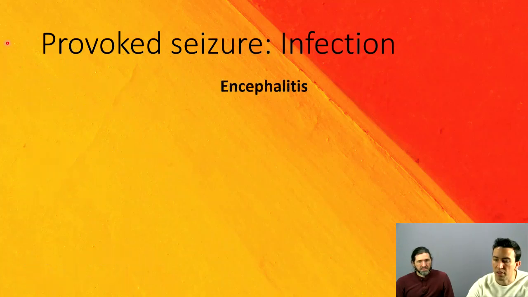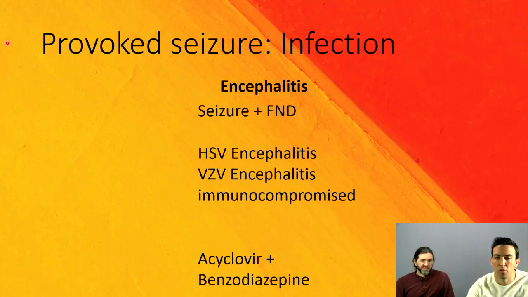Next one here would be encephalitis. So seizure plus some sort of focal neurologic deficit. You think of HSV encephalitis. You think of varicella zoster encephalitis if they're immunocompromised. Again, acyclovir, we're treating the underlying cause, and benzodiazepine for your treatment of the seizure.